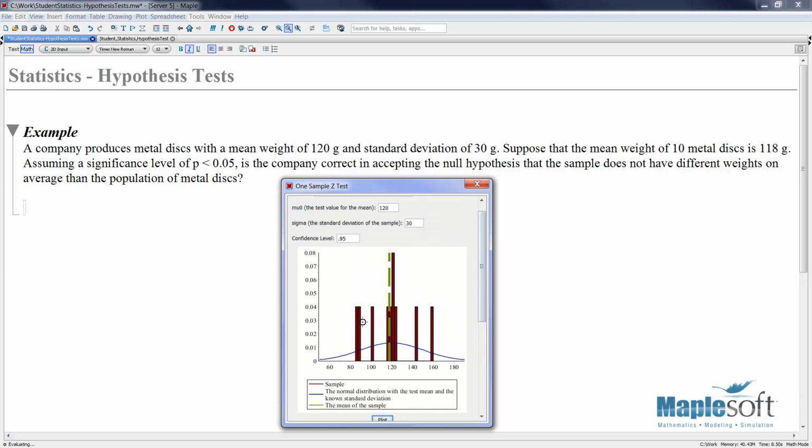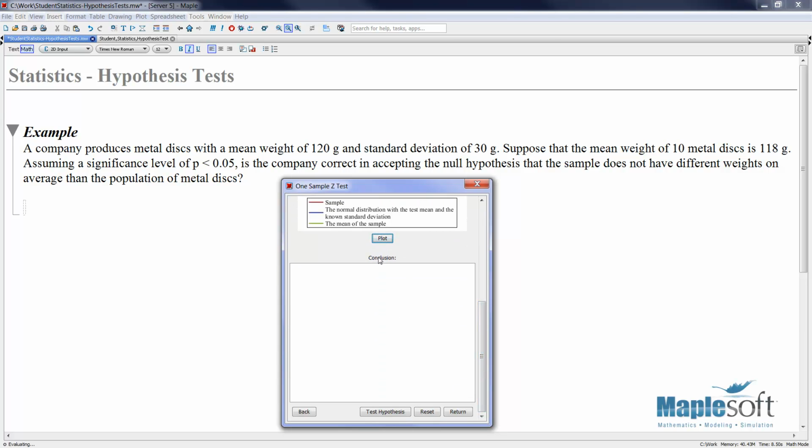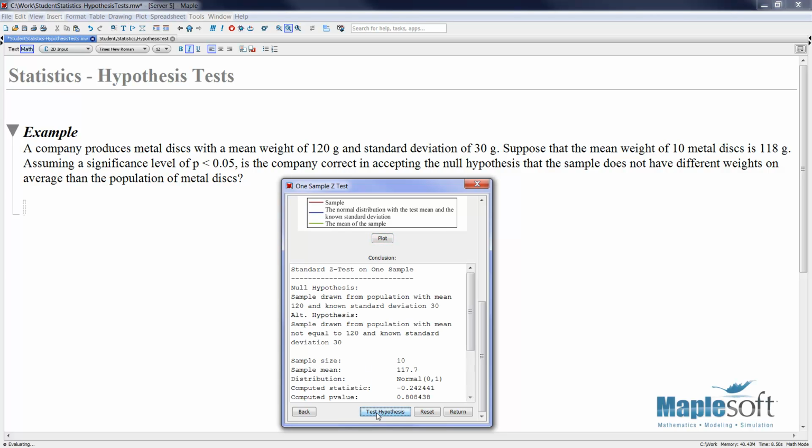Let's go down now and let's plot this. So here from our plot, we can see the sample, we can see the mean of the sample, and we can see the normal distribution running across here. Now, if we'd like to see what the conclusion is, we can actually test this hypothesis. So we'll just click test hypothesis.